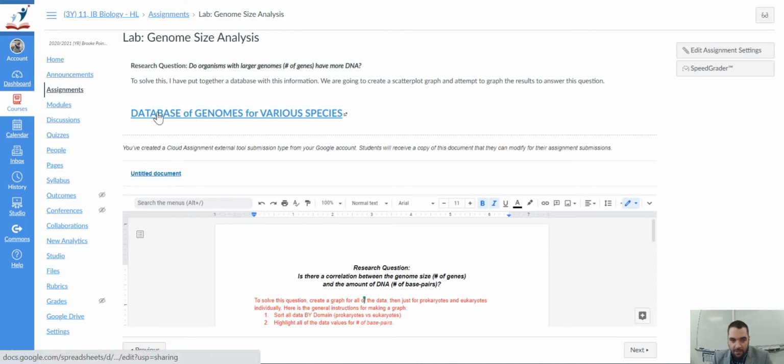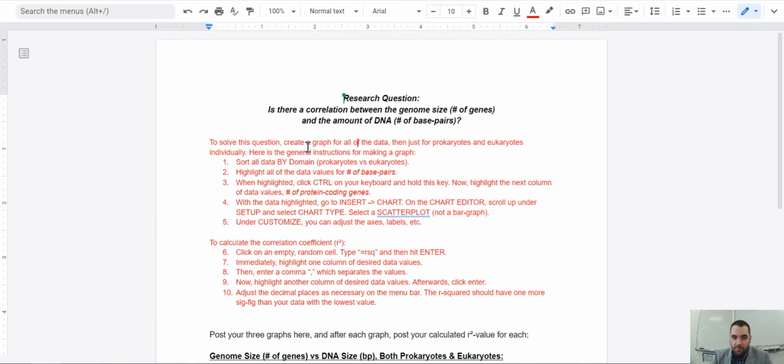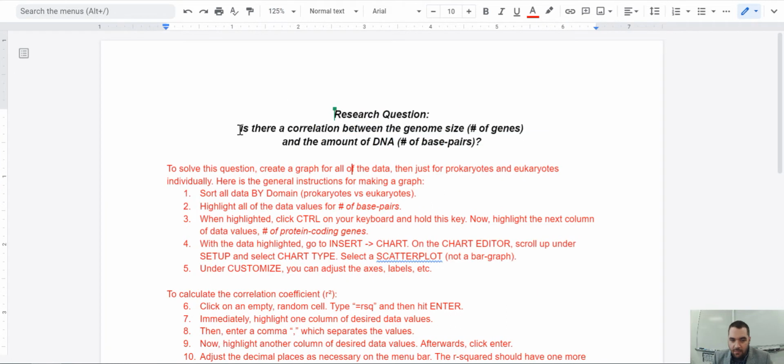I'm going to show you how to do our lab, and this is on genome size analysis. You're going to need to click this database here to get your information, but this untitled document is going to be where you're going to put everything. On this untitled document, you can see what we're asking here is a research question. Always start with a research question.